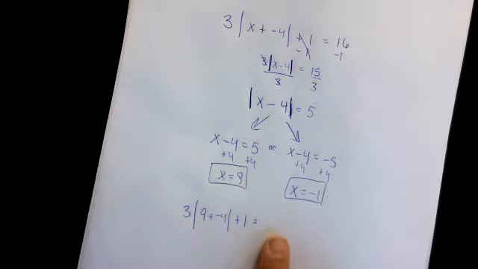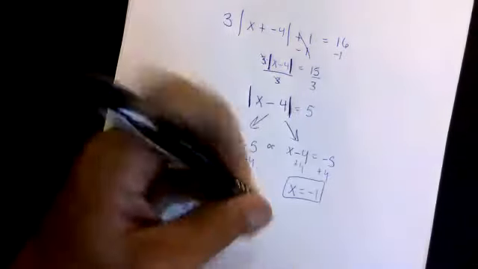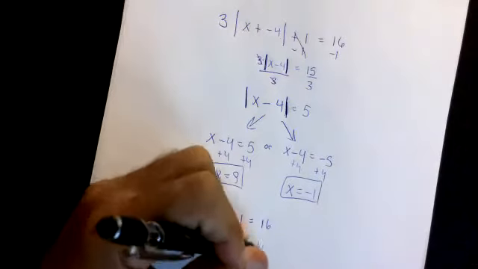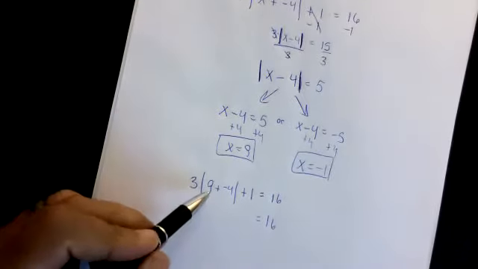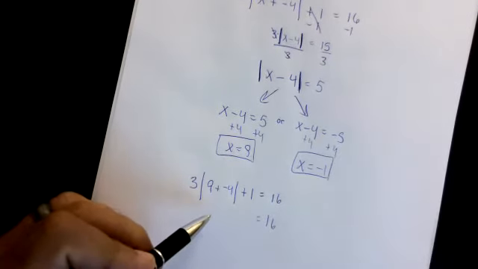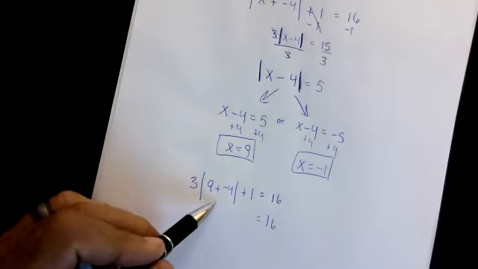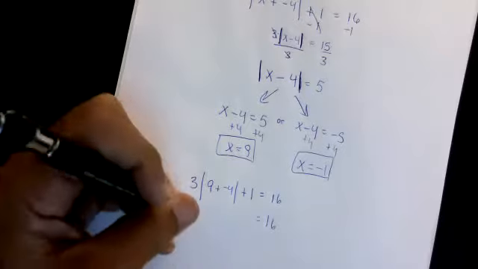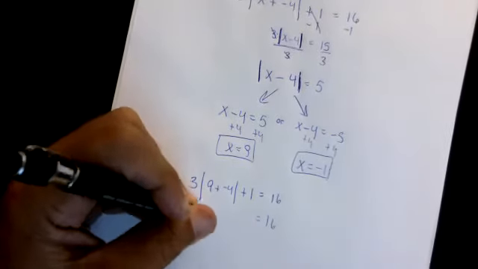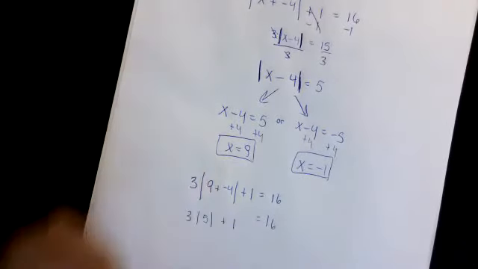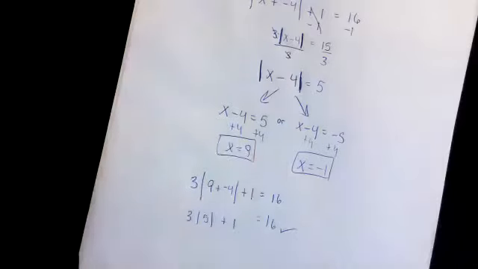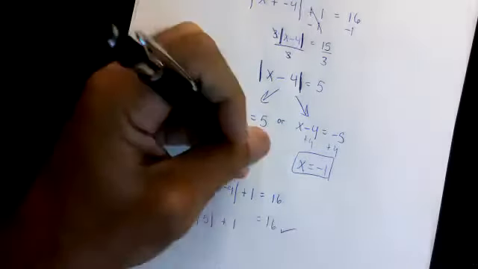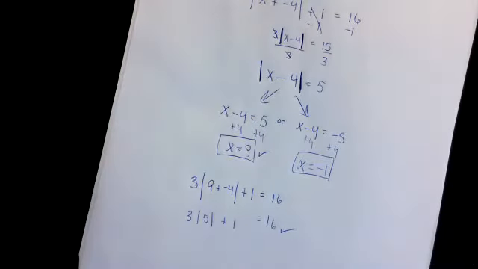And then I'm not going to write the 16 here. I just want to see if it equals 16. So 9 plus -4 is 5. The absolute value is 5. Three times 5 is 15, plus 1 is 16. So that one checks out. So 9 is a valid solution.